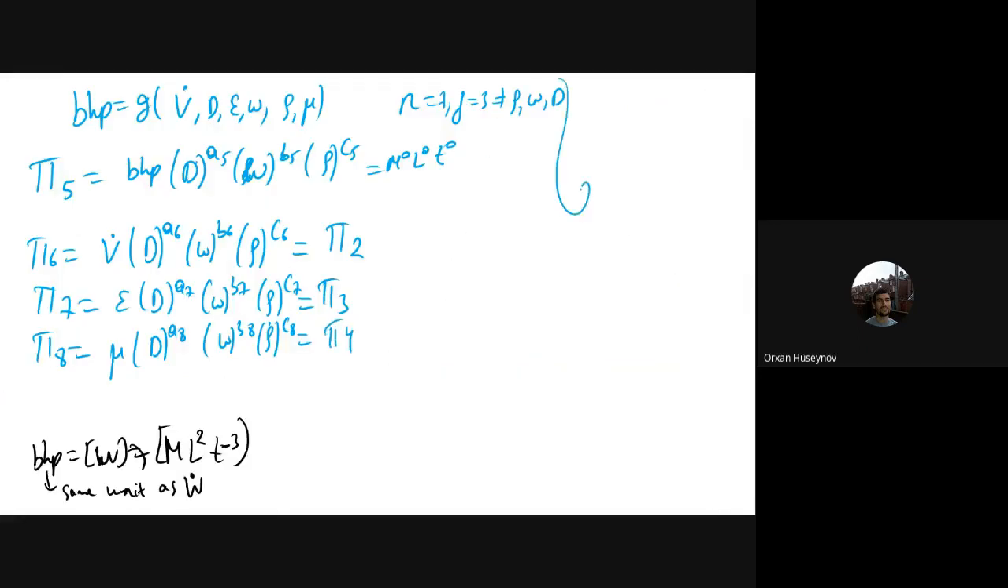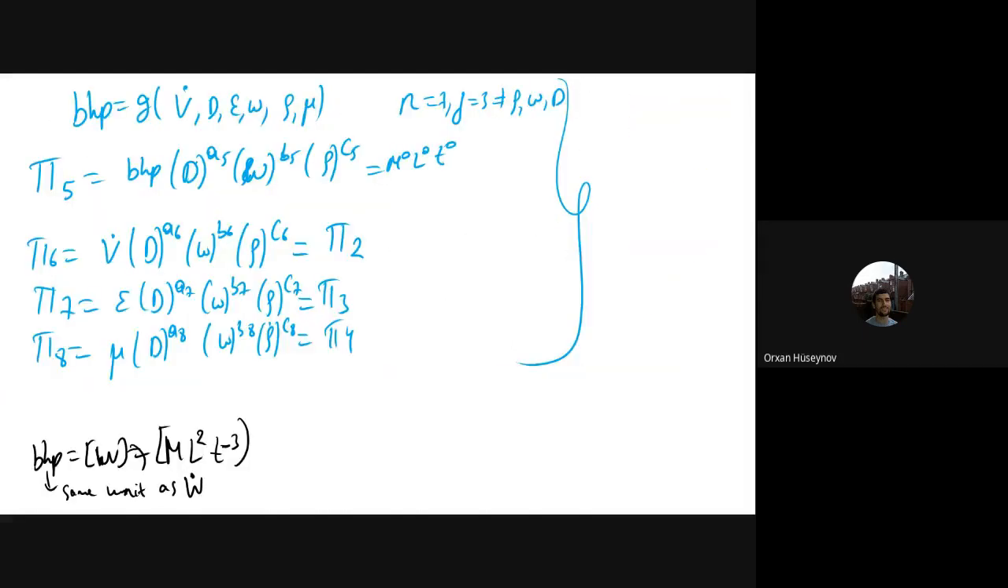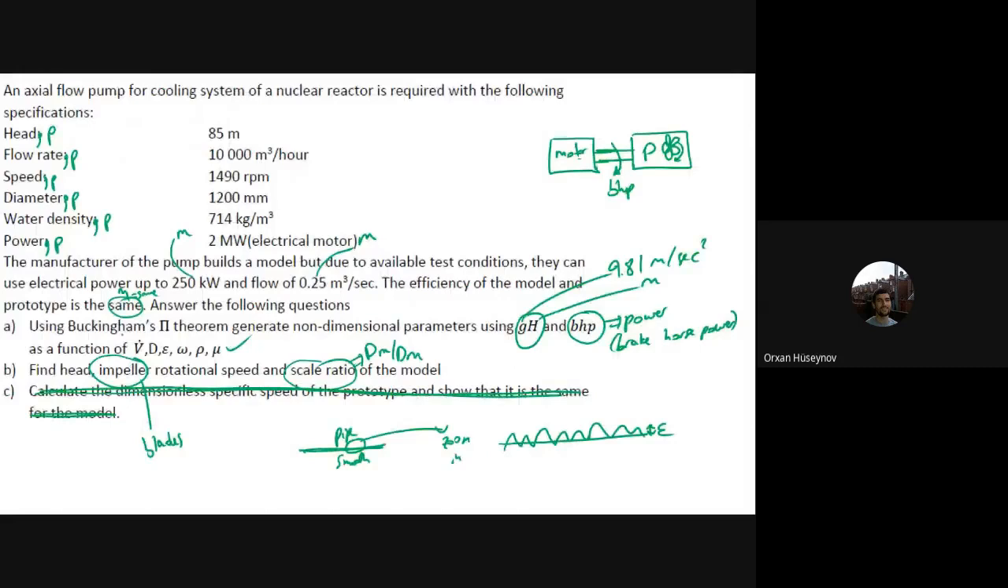If you solve these linear equations, the final answer will be that pi 1 is BHP by rho omega to the power of 3 and diameter to the power of 5, and pi 2, pi 3, and pi 4 are the same. So we have done the first part of the question, which says that using the pi theorem we generate all of the non-dimensional variables. And the B part of the question says to find the impeller rotational speed, head, and the scale ratio of the model, dm by dp, by using the variables given in the question.